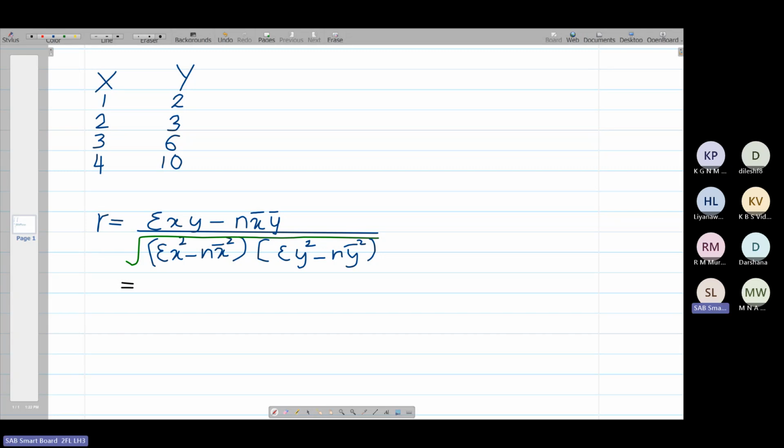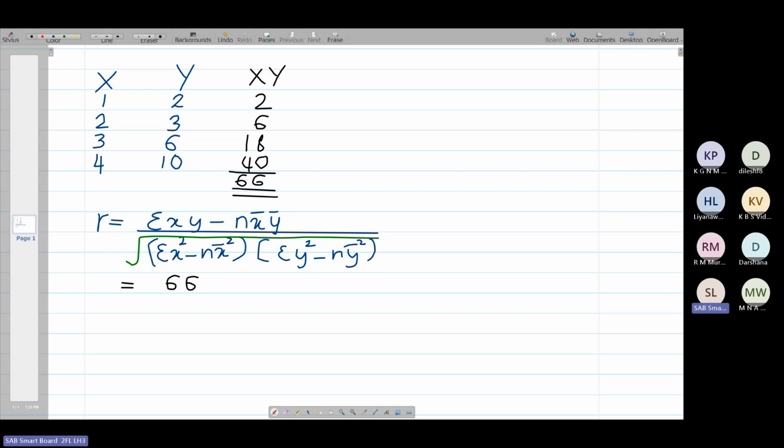Then we need to create the x into y column here. X into y is the x value multiplied with the y value. 1 into 2, 2. 2 into 3, 6. 3 into 6, 18. Then the total value is 66. Then here we put 66.